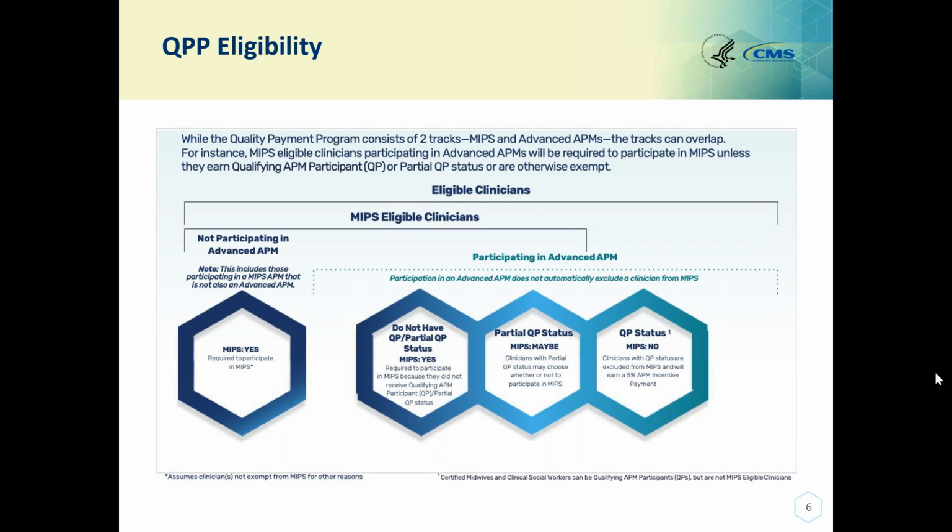There are also clinicians in our advanced APMs who earn what is called partial QP status. If you earn partial QP status, you have the option of participating in MIPS and potentially earning an upward or downward payment adjustment based on your performance in that track of QPP. Or you can opt out of MIPS and take your partial QP status. However, partial QPs are not eligible for the 5% incentive payment that comes along with QP status. And I'm sure you'll hear a lot more about that 5% incentive payment throughout this presentation. Next slide.